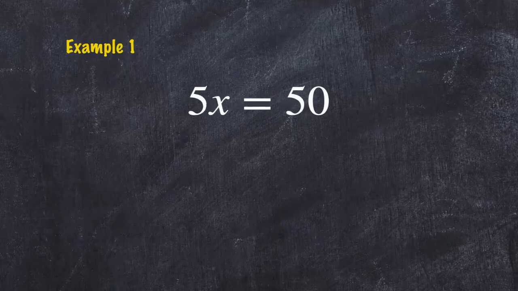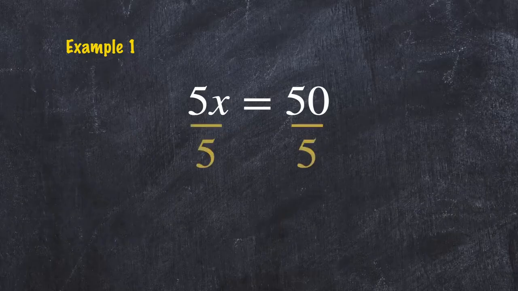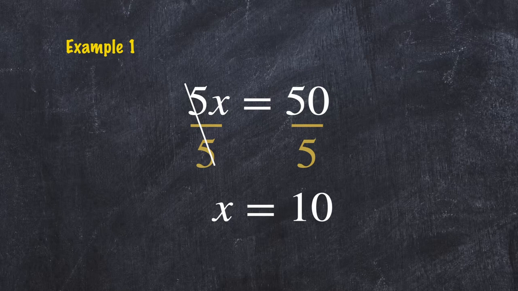Another example, 5x is equal to 50. Remember, the rule is we have to make the coefficient of x 1, but it is currently 5. So what do we do? We divide each side of the equation by the coefficient of x. Then we cross out the 5, because 5 divided by 5 will give us 1. And this gives us x is equal to 10, which is 50 divided by 5.